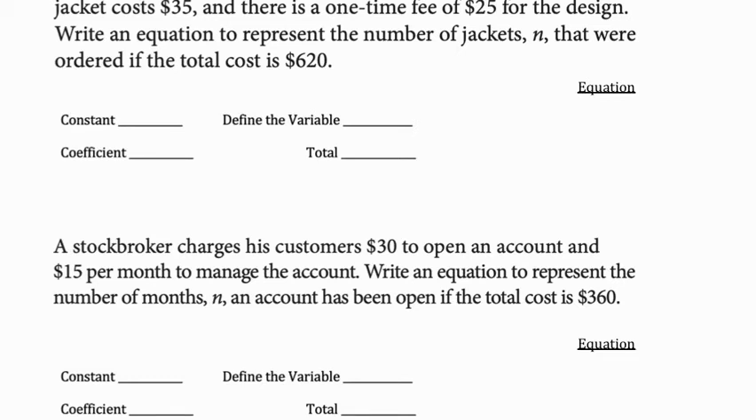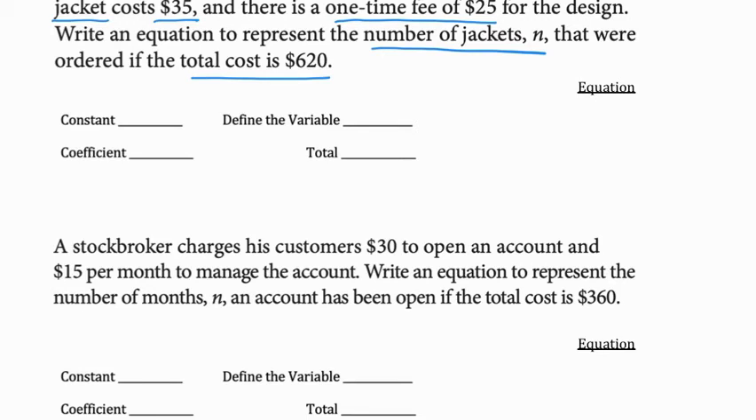It says the members of a Taekwondo class are ordering jackets. Each jacket costs $35. That's each jacket. And there is a one-time fee of $25 for the design. So our job is to write an equation to represent the number of jackets N that were ordered if the total cost is $620.